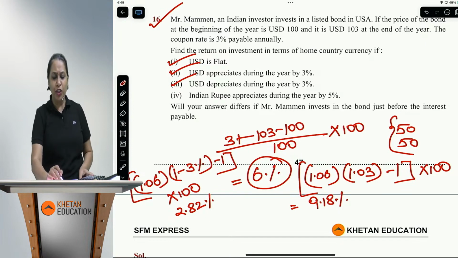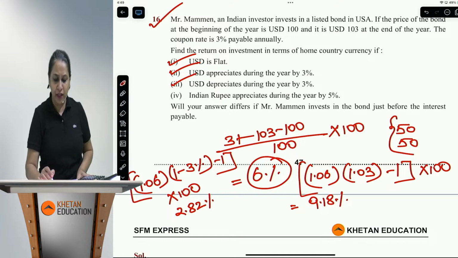So Indian rupee appreciates during the year by 5%. Tell me one thing, that means rupee will be at a premium of 5%. That is a loss to us because rupee appreciating means, you know what does it mean?